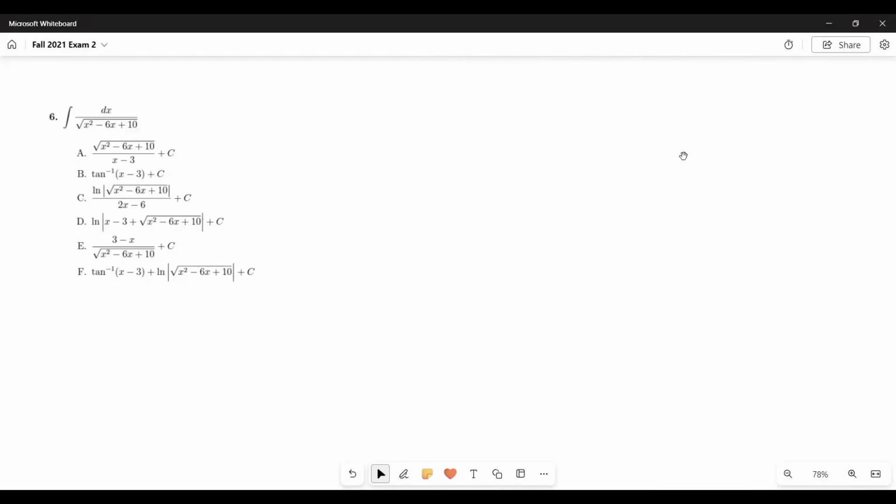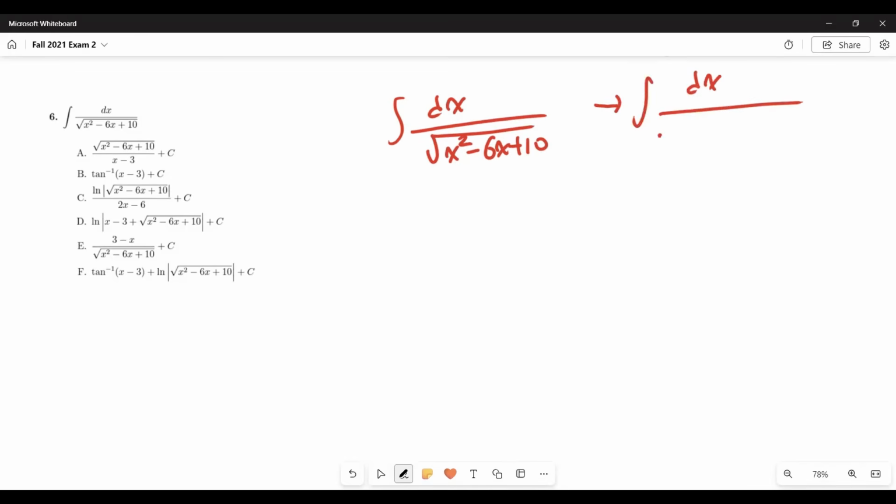Okay, so this question asks to integrate dx over square root of x squared minus 6x plus 10. So for this case, we are gonna write the x squared minus 6x plus 10 into completing the square form. So this can be written as dx over.